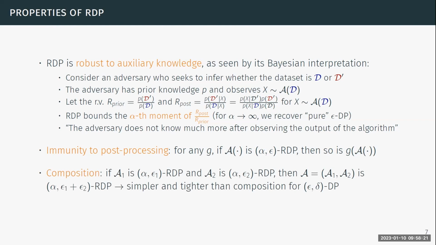And the last very important property that we want is composition. So this captures what happens if I run multiple algorithms on the same data and reveal the combined output of these algorithms, right? So in particular, in Rényi differential privacy, there is a very elegant composition property that is much simpler and much tighter than in this more traditional epsilon delta DP. So this is why people use this, is that if I have an algorithm A1 that satisfies (alpha, epsilon 1)-RDP, and also an algorithm A2 that satisfies (alpha, epsilon 2)-RDP, then the combined output of these two algorithms satisfies (alpha, epsilon 1 + epsilon 2)-RDP.